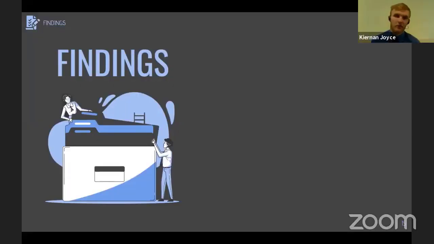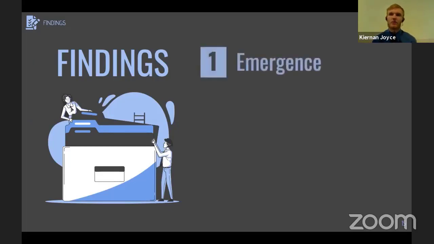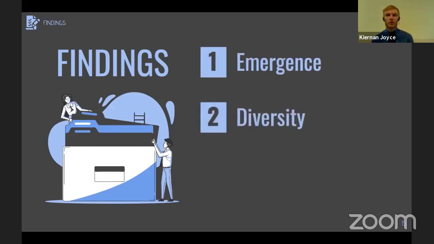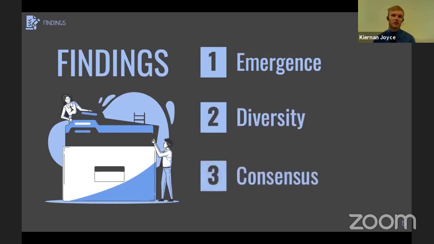Our Delphi study has a main takeaway from each round. In the first round of data collection, we found the creation, emergence of data and ideas. In the second round, we found a diversity among answers and ideas on what is best. On the third round, we ordered and structured our previous data and input to create consensus.